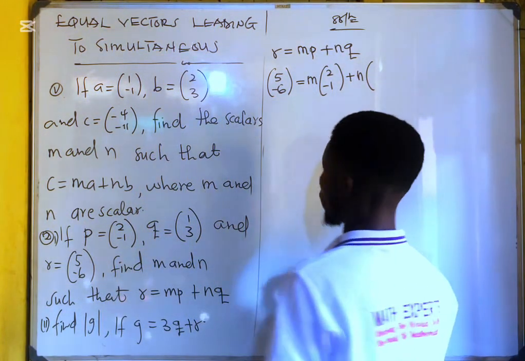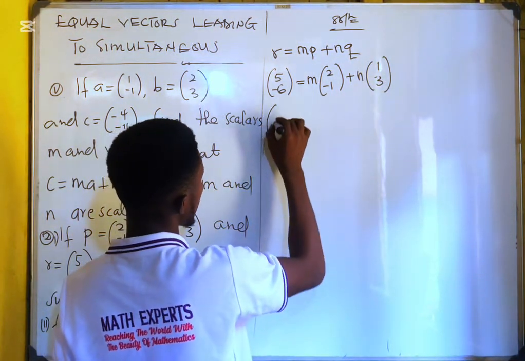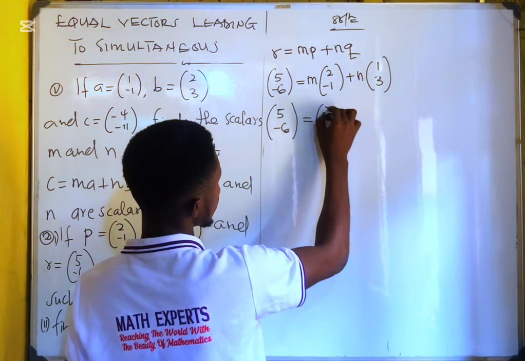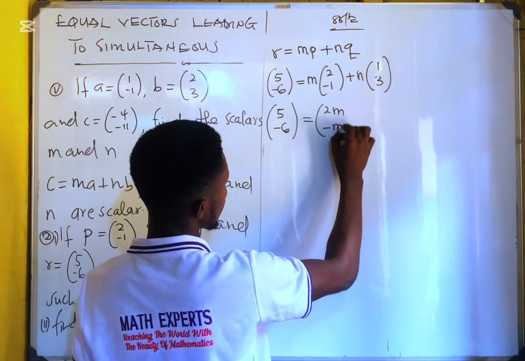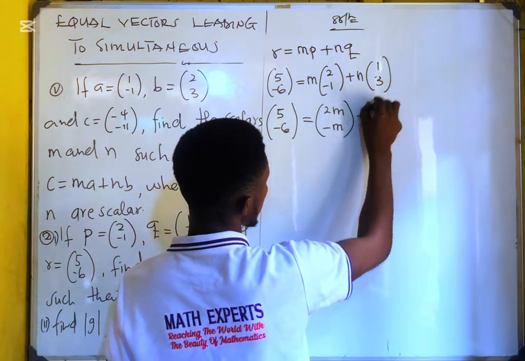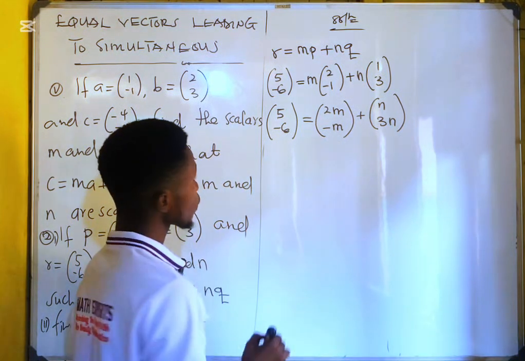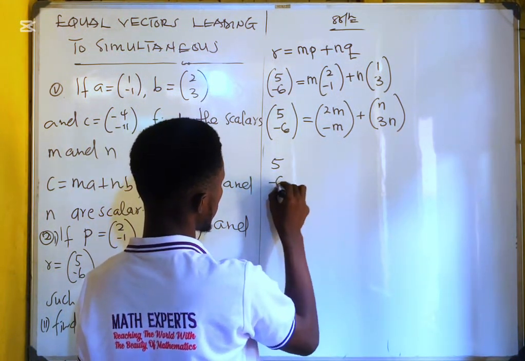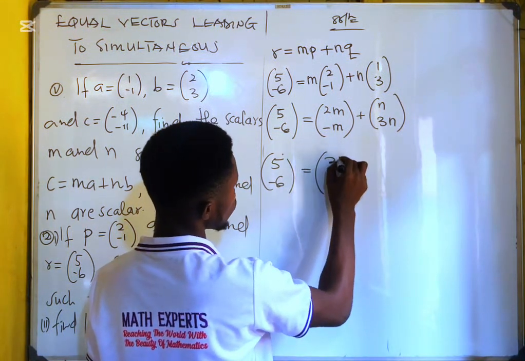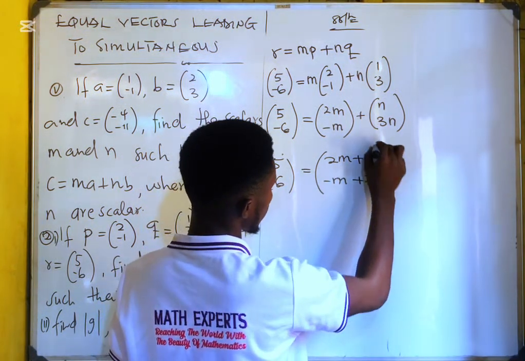Q has been given as (1, 3). So we have (5, -6) equals (2m, -m). I hope you know why. This multiply this, multiply this. This one will be n, 3n. Is that okay? So we have (5, -6) equals, so we are going to add them. That gives you (2m plus n, -m plus 3n).